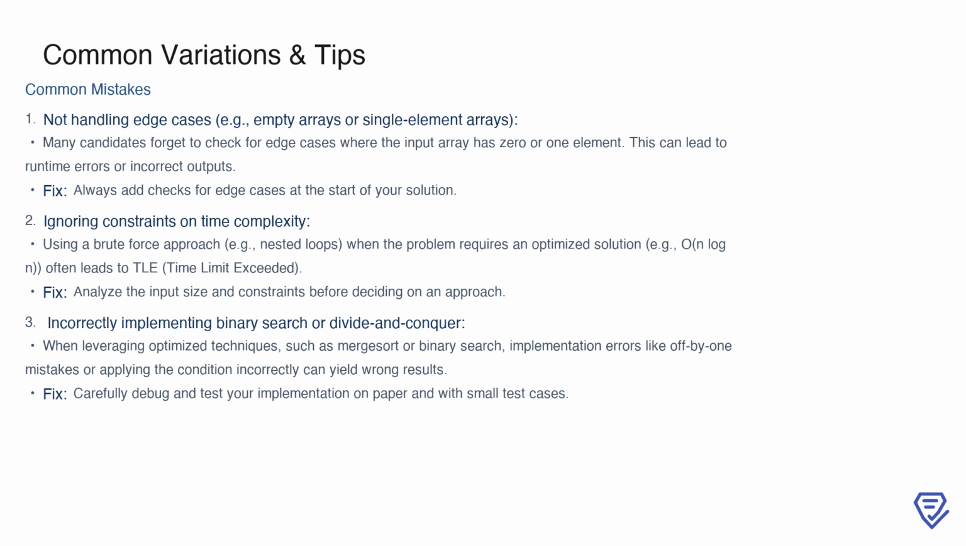Lastly, mistakes in implementing techniques like binary search or divide and conquer, such as off-by-one errors or incorrect condition checks, can lead to wrong results. To fix this, take time to carefully debug your code, test it with small examples, and even work through the logic on paper before running it in code.